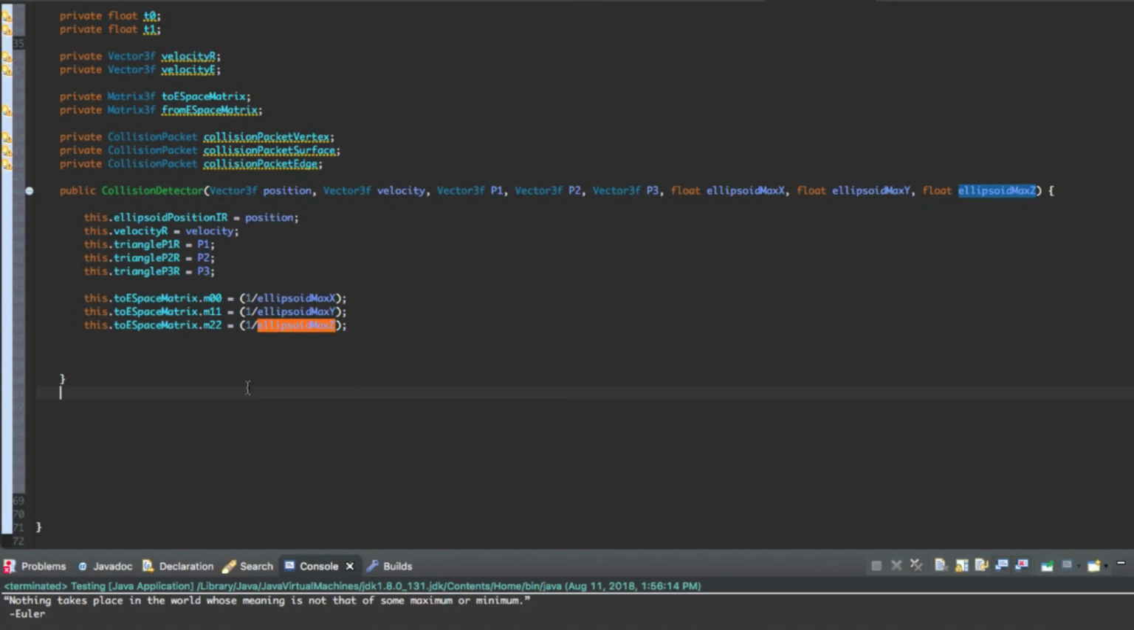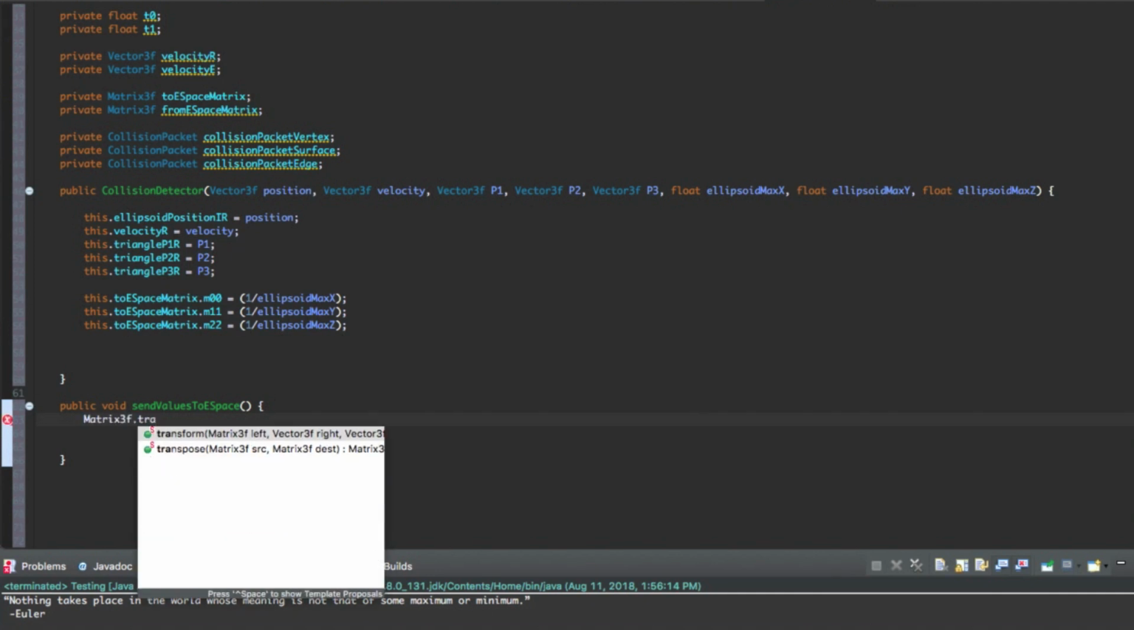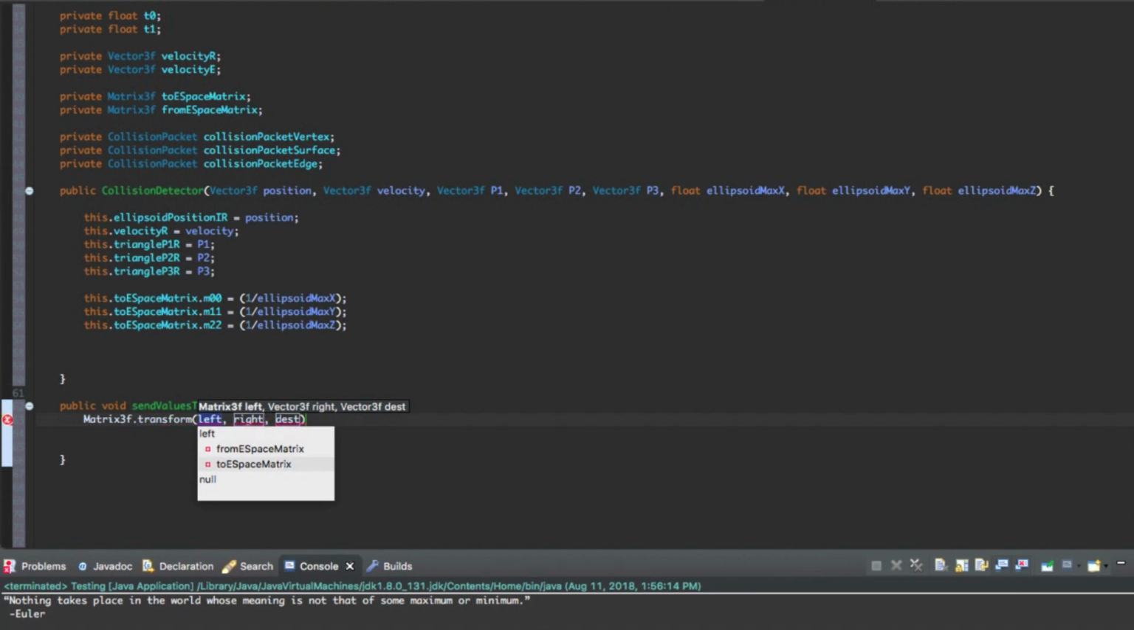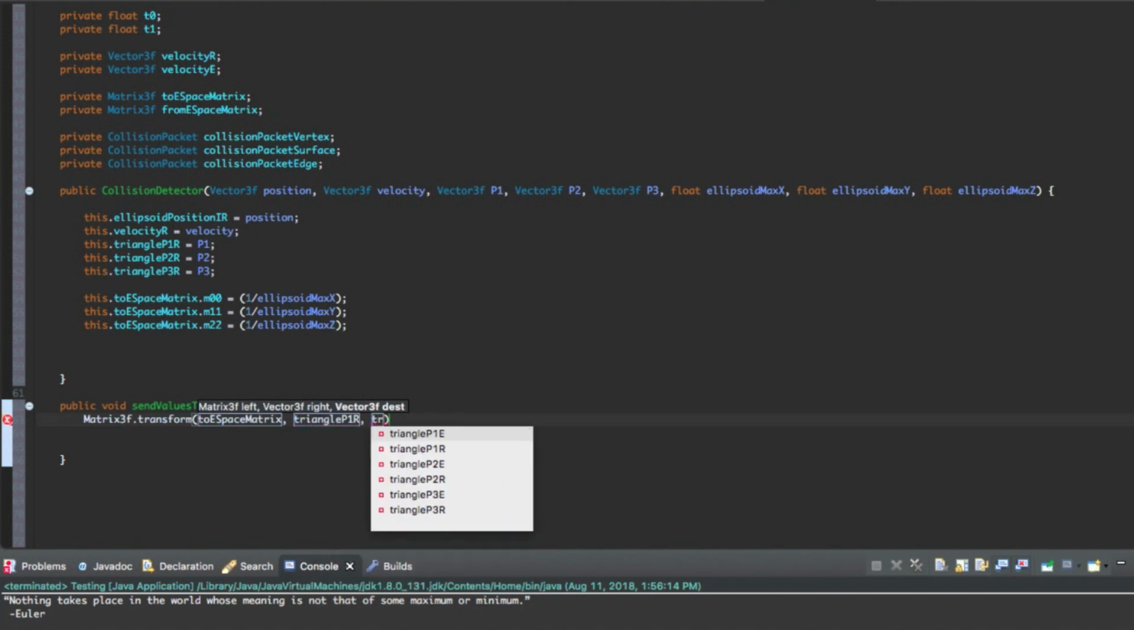So the next thing we're going to do is create a method that will take our transformation matrix and multiply it by all of our real vectors, bring them into E space, and store them in our variables. We'll do that by calling Matrix3f.transform, and the left is the toESpace matrix. The right is the triangleP1R, and we'll save that in triangleP1E.